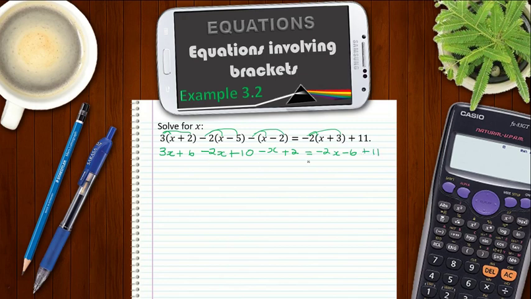Okay, now before I start by taking things over, I'm just going to simplify it first a bit. Alright, so for now I'm just going to add these like terms and also add my constants.